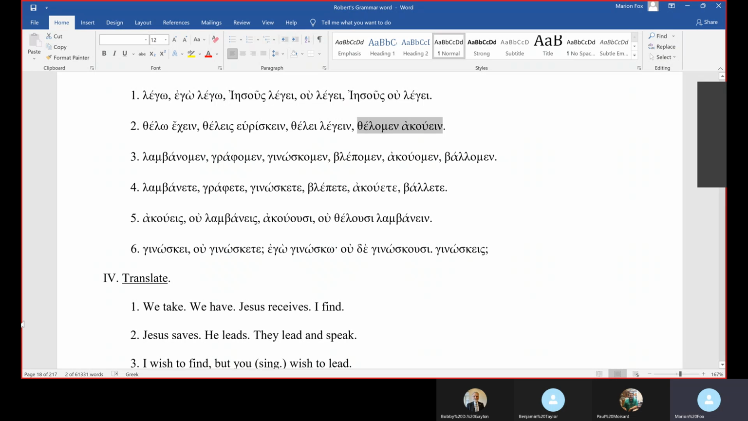All right, let's go down to the next line. Omen etiusi, that's first person plural. We take or we receive. Again, since it's active voice, I'll translate it as to take. I think receive should go probably with the passive voice. So that would be lambanomen, we receive or we take. Okay. Now the next word.